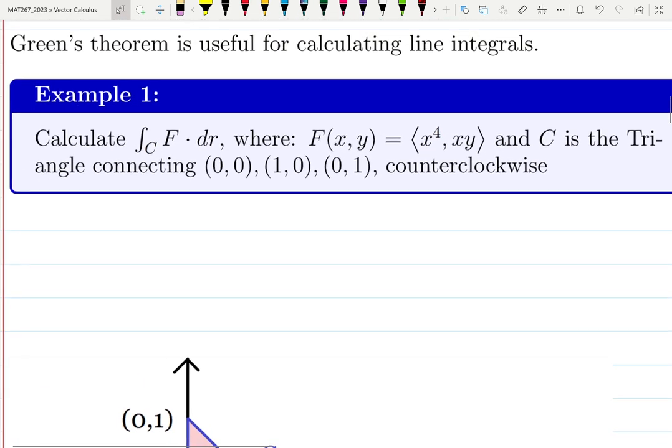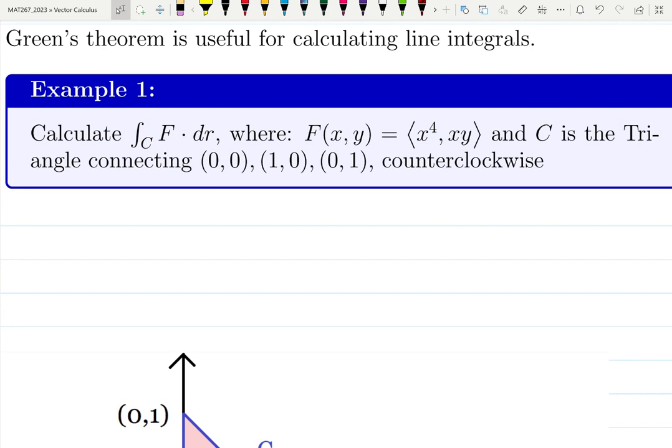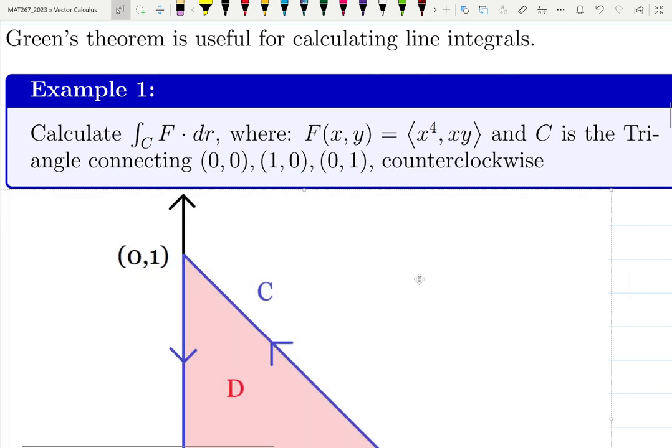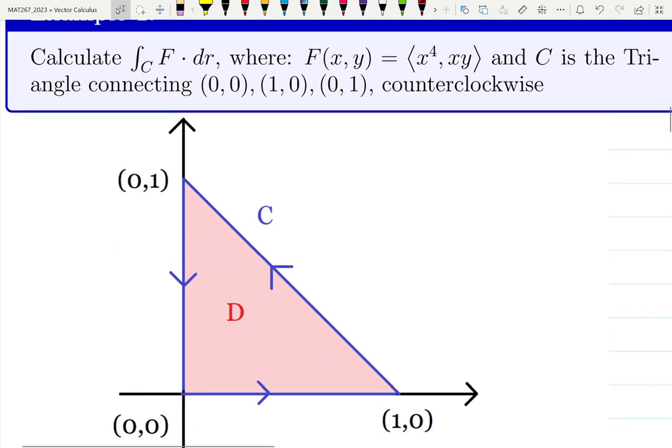Example. Let's calculate the integral of F dr. F is given as x to the 4, xy. C is a triangle, and it's counterclockwise. We don't like triangles and stuff like that. And when you did your homework, you already noticed. It's so annoying to have two different lines. It's just hard to work with lines when it comes to line integrals. Here's a sketch, a triangle.